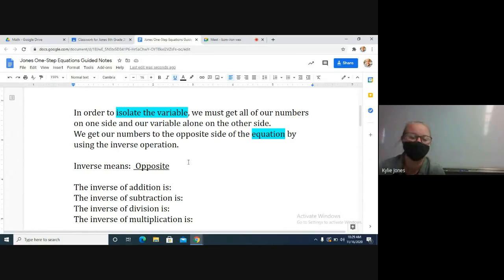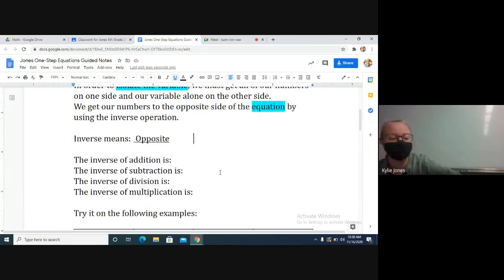Operation means add, subtract, multiply, or divide. So you need to use the opposite to get rid of it on one side of the equation. No, type the words, please. Okay. I'm not asking you to type a lot. I got it.